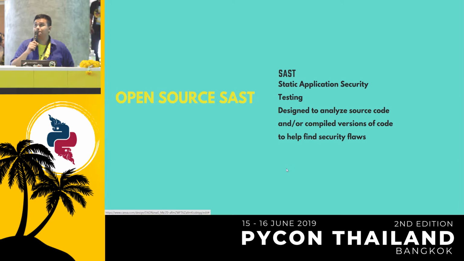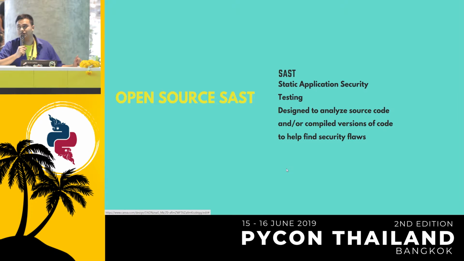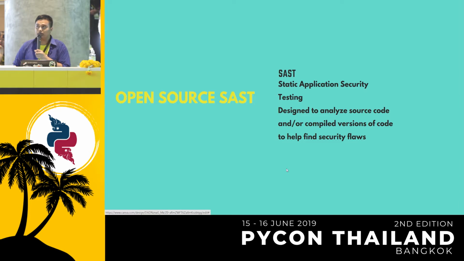Okay, so static application security testing is designed to analyze source code and/or compiled version of code to help find security flaws. So it helps us to find the security issue on our code. So let's say we make a code, we type the code, we produce the code, and we would like to know whether the code which we type or we create contains security issue or not. We can use the static application security testing.